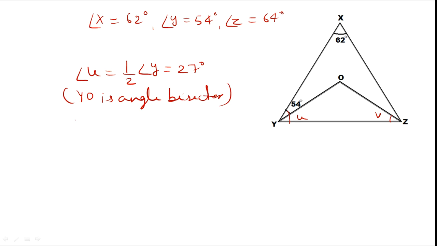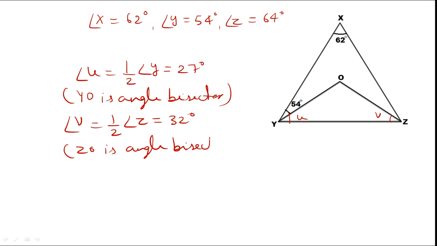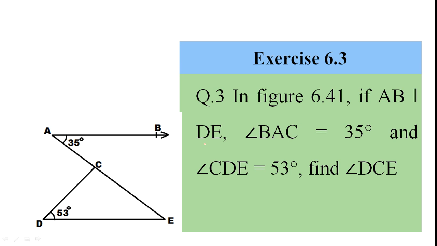Again, angle V is equal to half of angle Z. Half of angle Z will be 32 degrees. The reason is the same, ZO is the angle bisector. Now we are moving to question number 3.